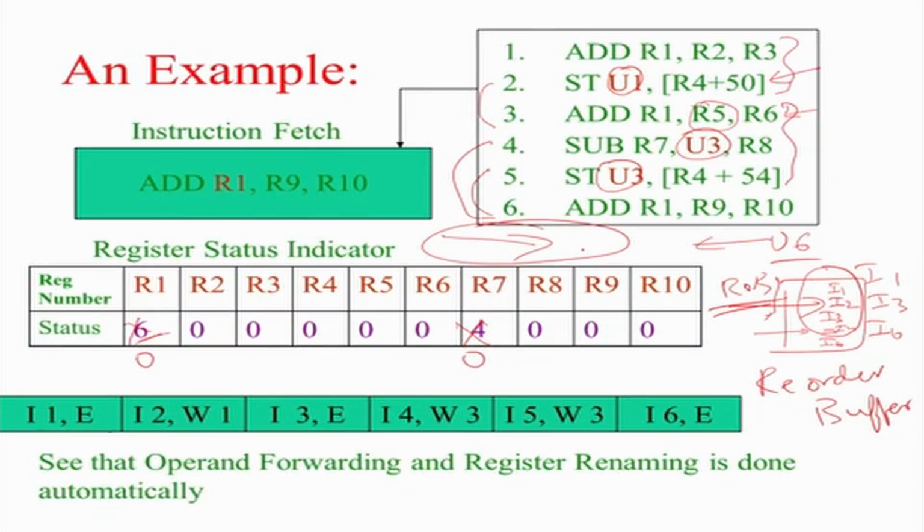So some interesting points come up. When the register status indicator is 0, that means the latest value of R1, as we have considered so far, is in the register file. It need not really be in the register file, it can also be in the reorder buffer. So I have to go and check the reorder buffer: is R1 there? No? Then go back to the register file.